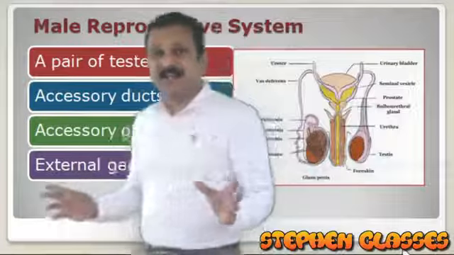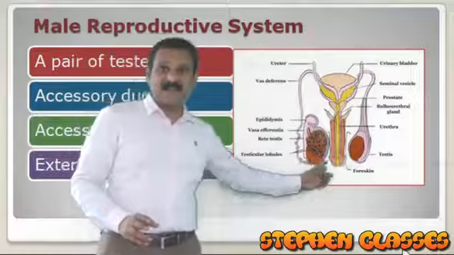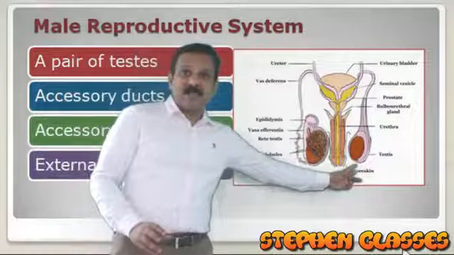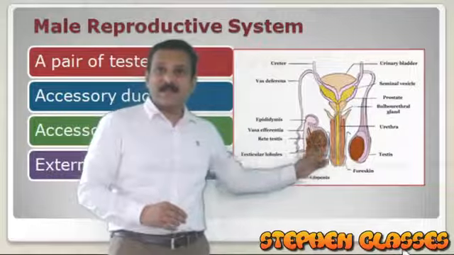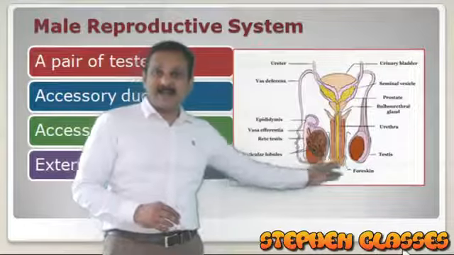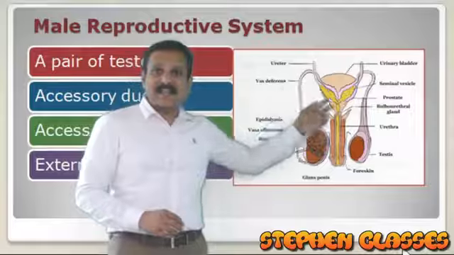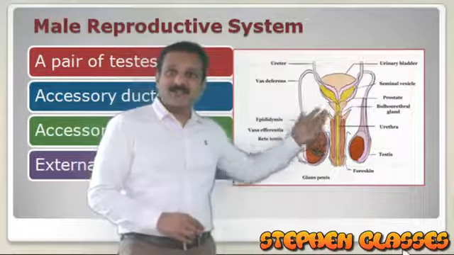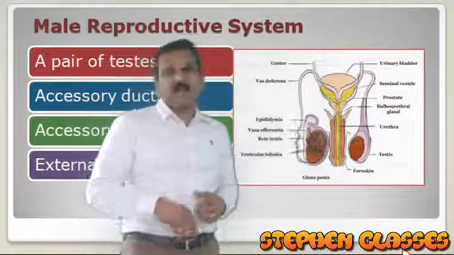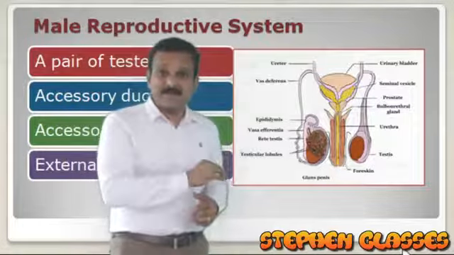All these things you can see in this diagram. A pair of testes located in the pelvic region. And also you can see the accessory ducts, accessory glands and external genitalia. We are going to discuss all these different parts in detail.